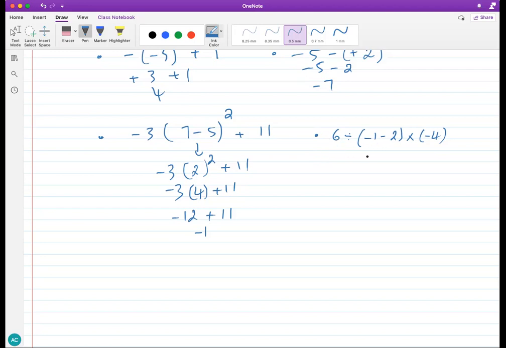Yeah, for sure. So you're going to start off with the first parentheses, starting from here, and that would give you -3. Very good. So -1 minus 3. And then you would just work from left to right, and you would get -2 times -4, and that would give you +8.